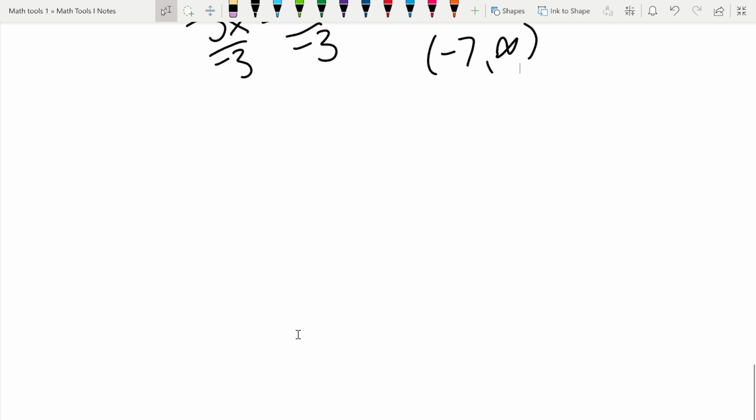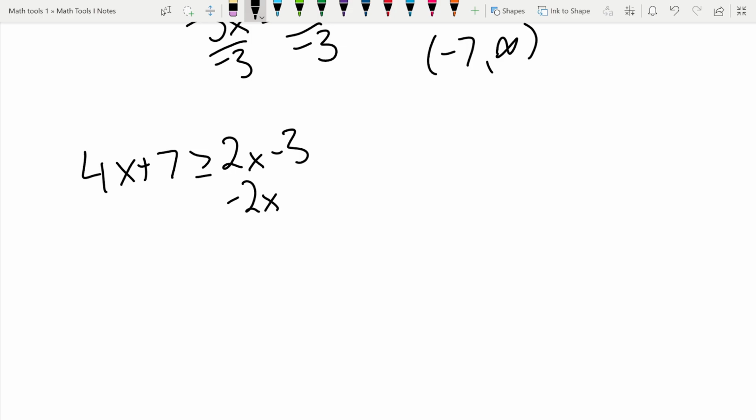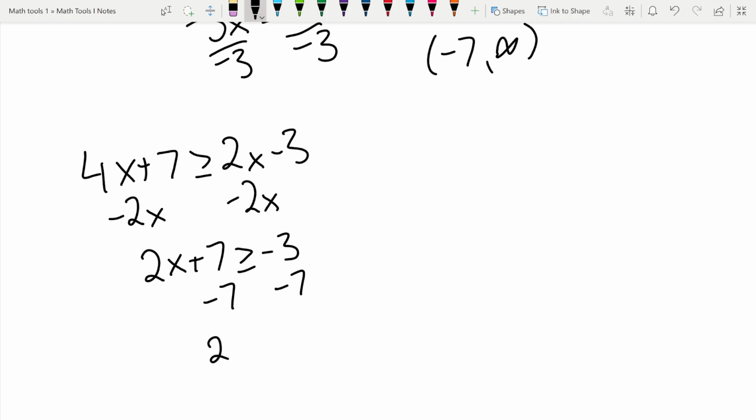Okay, now if we think about 4x plus 7 is greater than or equal to 2x minus 3. So now we have a variable on both sides, but that's not going to change anything, right? We're just going to have more steps. So we'll bring all the variables to one side. Bring all the numbers to one side. Negative 10. Right, and then divide both sides by 2.